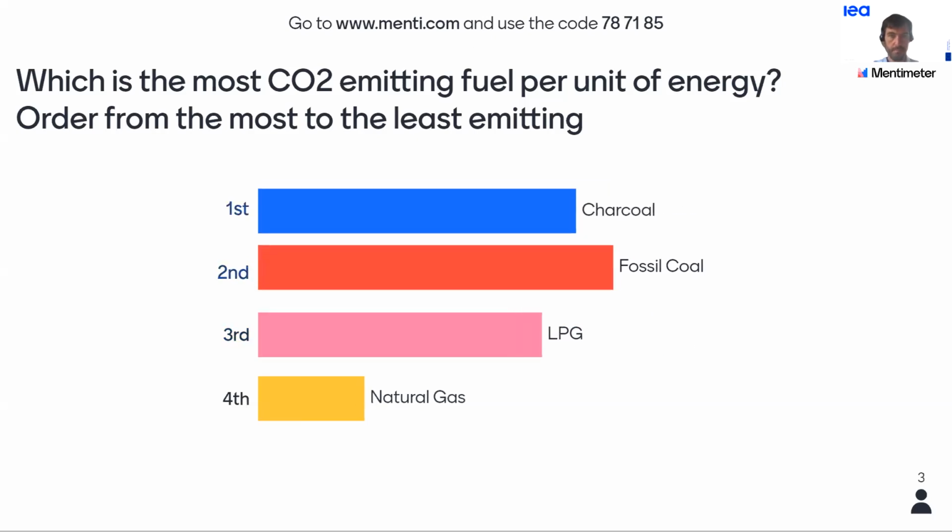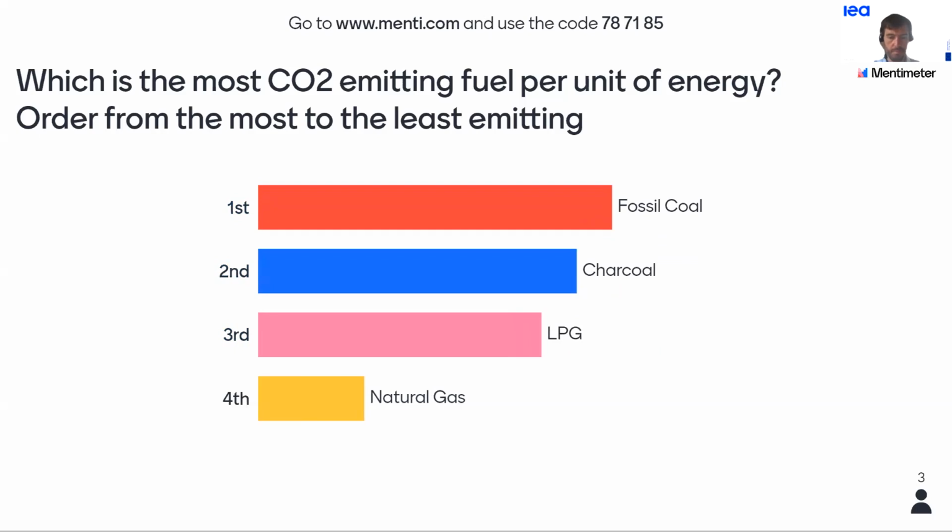Charcoal is the first. Now is the second. So coal and charcoal are both at the top. LPG is third. And natural gas is fourth. How many people answered already? 3. So let's wait 1 second more and then we can maybe quickly discuss it. But I will be really quick because I think I took already a lot of time and Aidan need to tell you the most important things that you need to hear today.